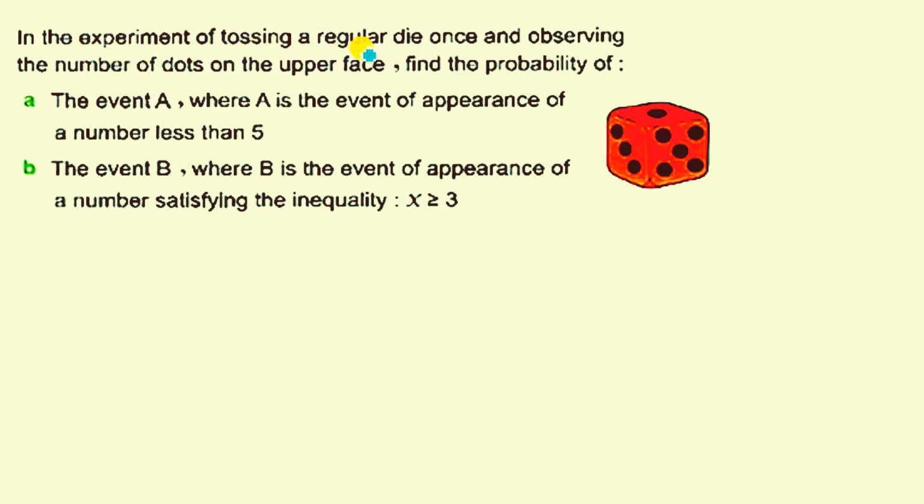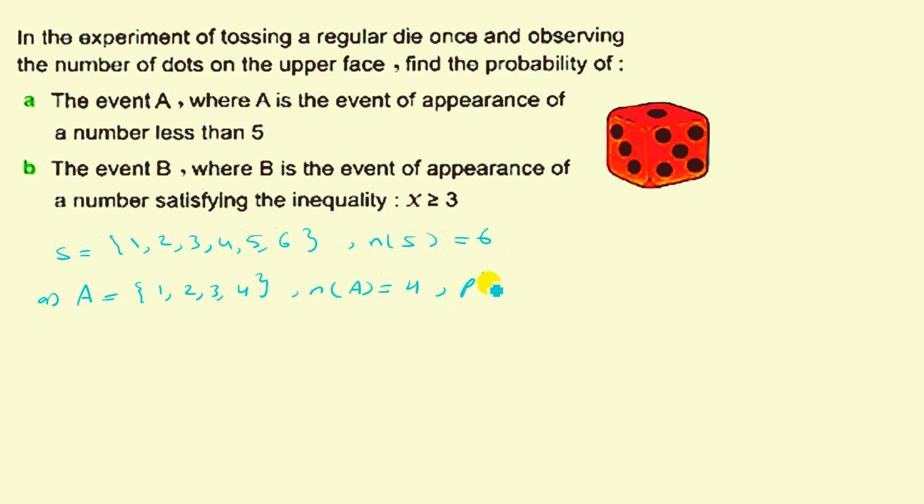In the experiment of tossing a regular die once, we throw the die once and observe the number of dots on the upper face. First, our sample space is 1, 2, 3, 4, 5, 6. The number of elements of the sample space is 6 elements. Letter A. The event A, where A is the event of appearance of a number less than 5. What are the numbers that are less than 5? 1, 2, 3, 4. Therefore, the number of elements of A is equal to 4 elements.